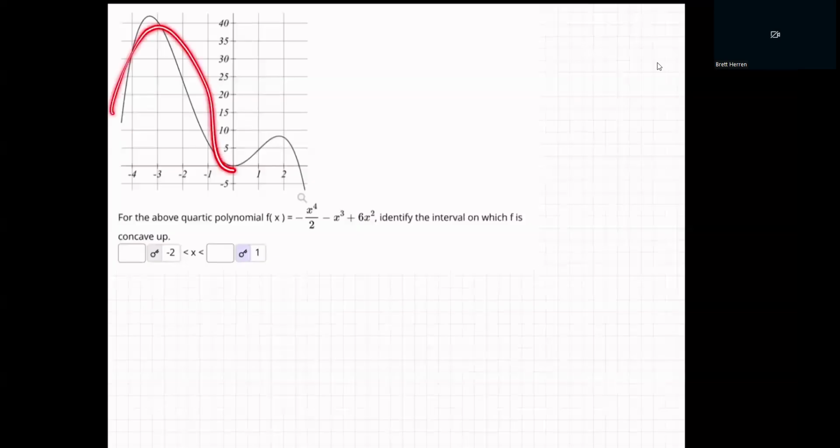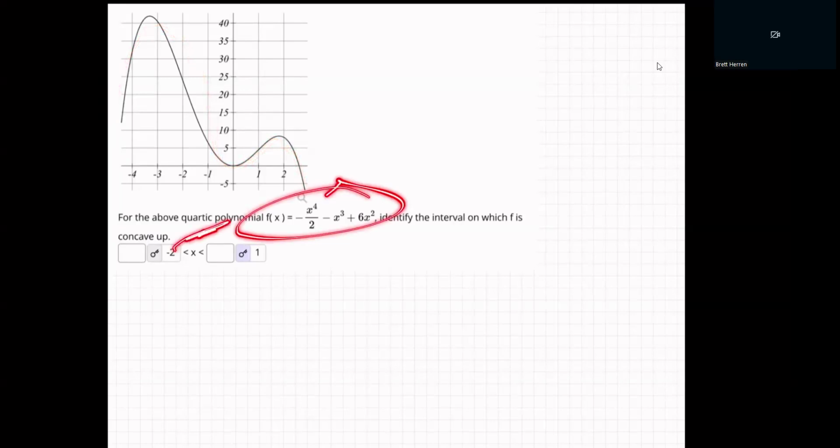This question gives us a nice little graph, tells us the function is a polynomial quartic, meaning fourth degree polynomial. Identify the interval on which it's concave up. So they want us to find where it's concave up. Remember how concavity works? It looks like there's a point, maybe right around here. I actually know the answers already, so I'm going to kind of cheat.